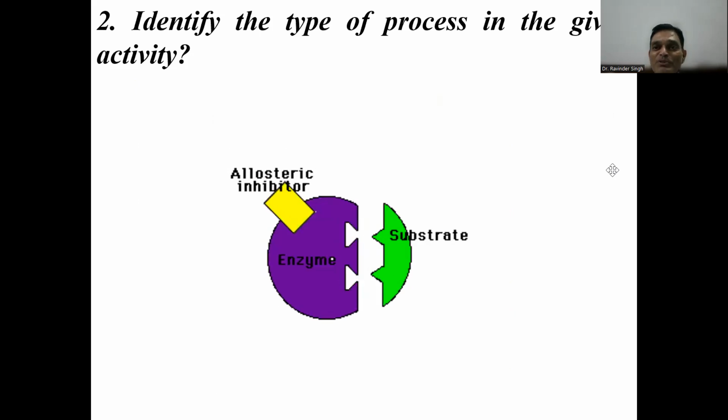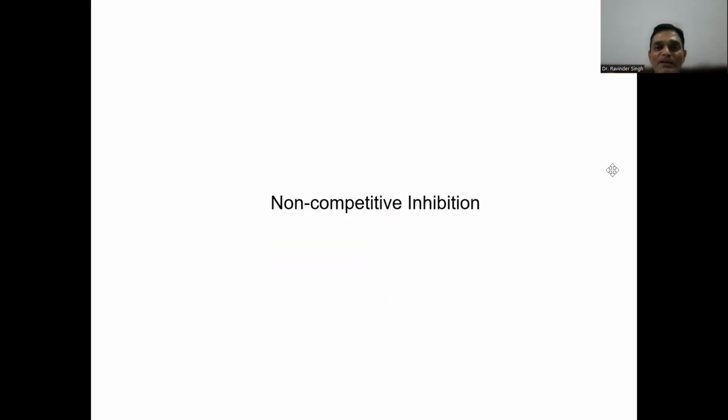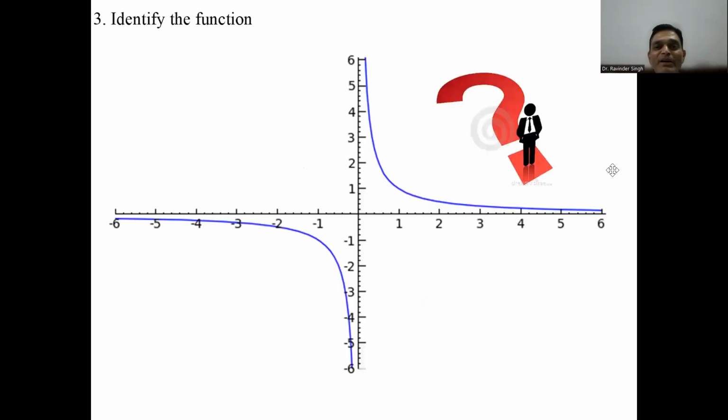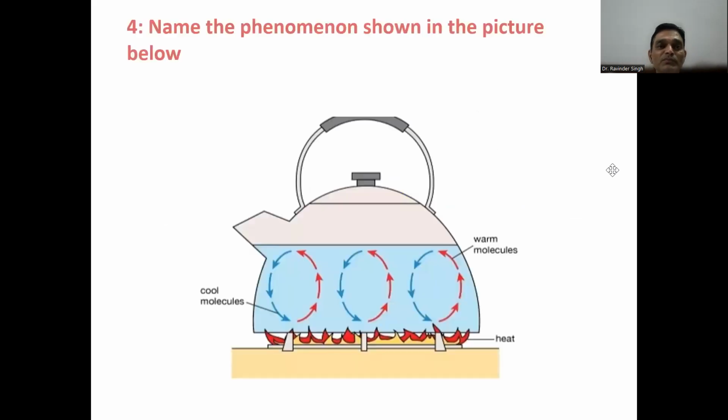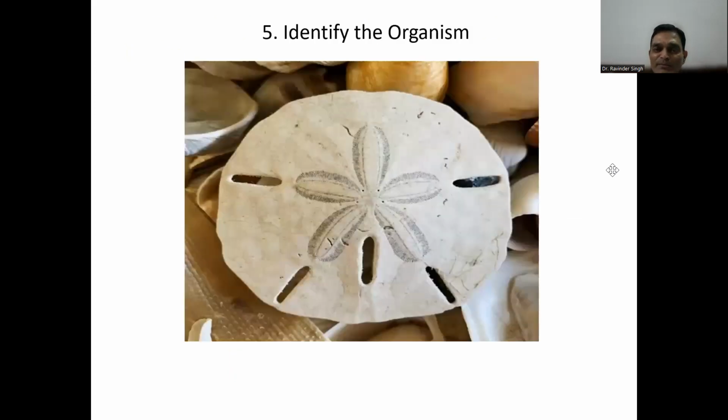Identify the type of the process in the given activity. The answer is non-competitive inhibition or allosteric inhibition. Identify the function. The answer is y equals 1 by x. Name the phenomena shown in the picture below. The answer is convection. Identify the organism. The answer is sand dollar or sea dollar.